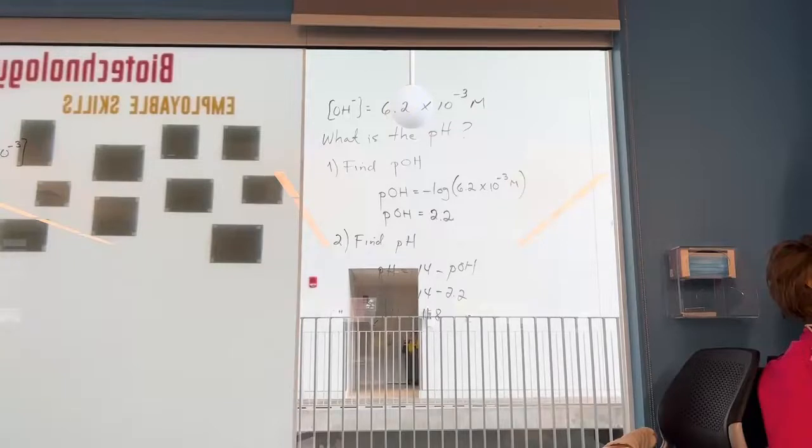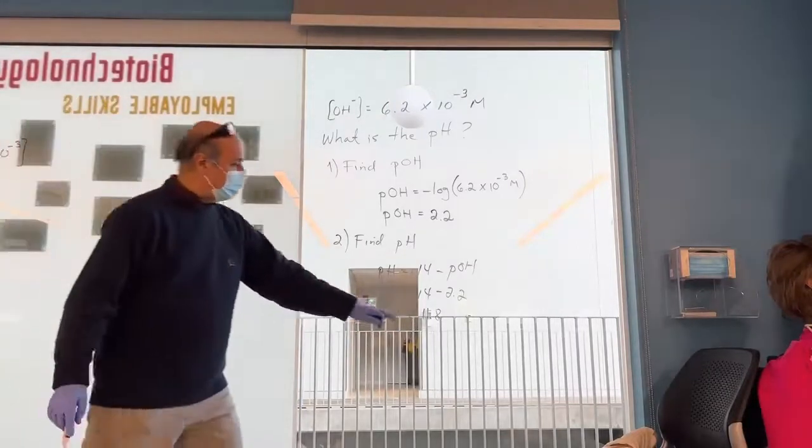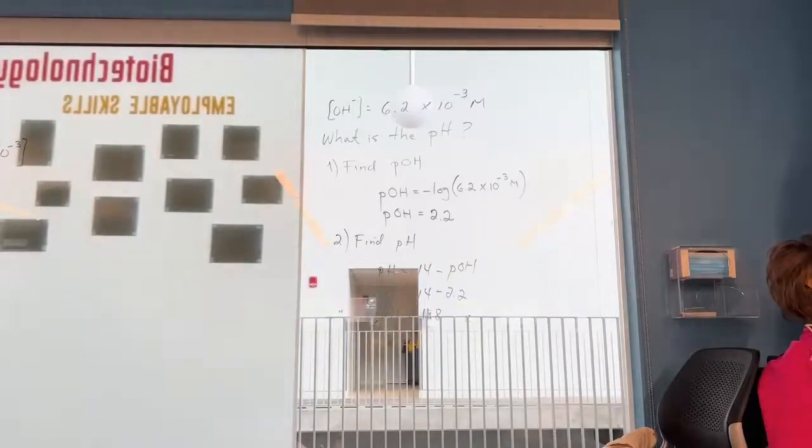So what did you guys get here? 1.61 times 10 to the negative 12. Negative 12? Yeah. Okay, that sounds about right. So now we need to get the pH. We know that the pH is going to be the negative log of that number, 1.61 times 10 to the negative 12. And it better be 11.8, or once again, we made a mistake.